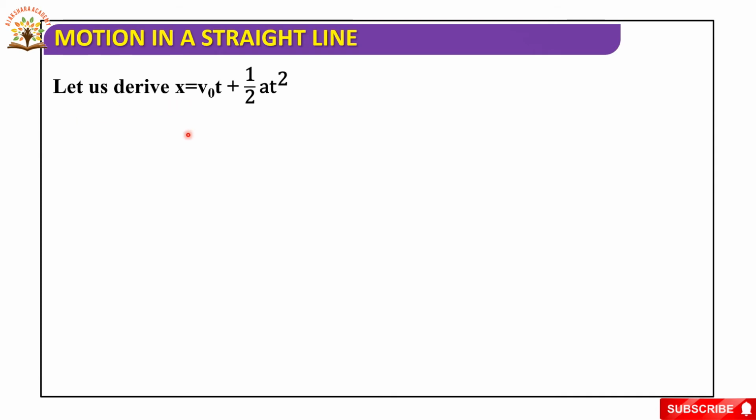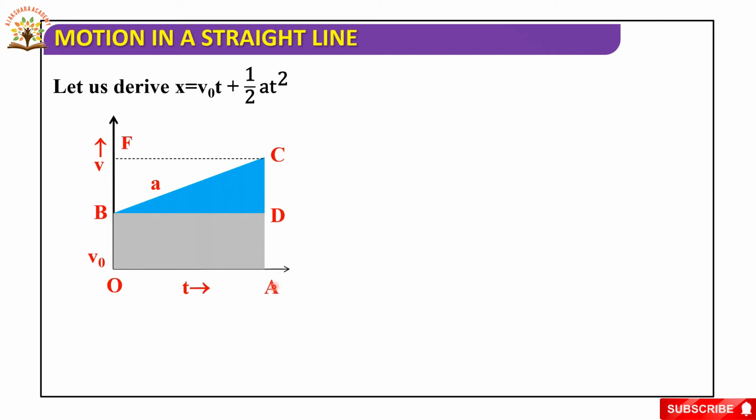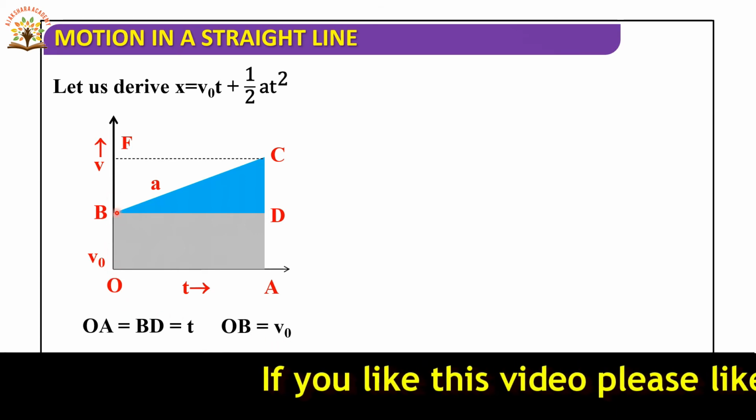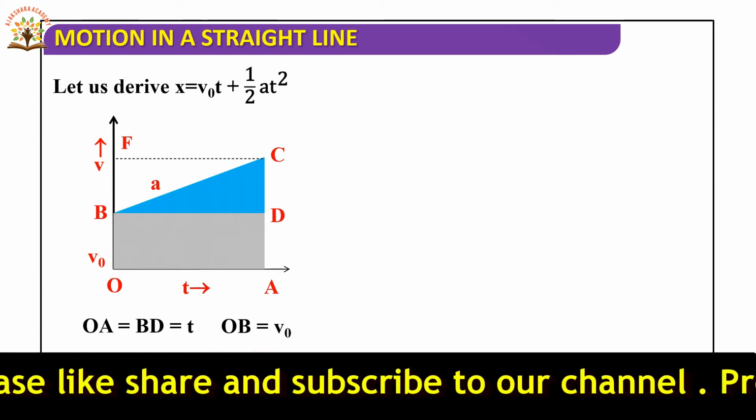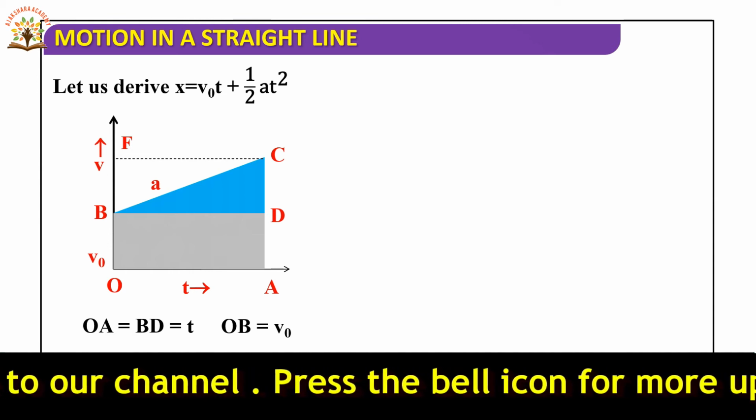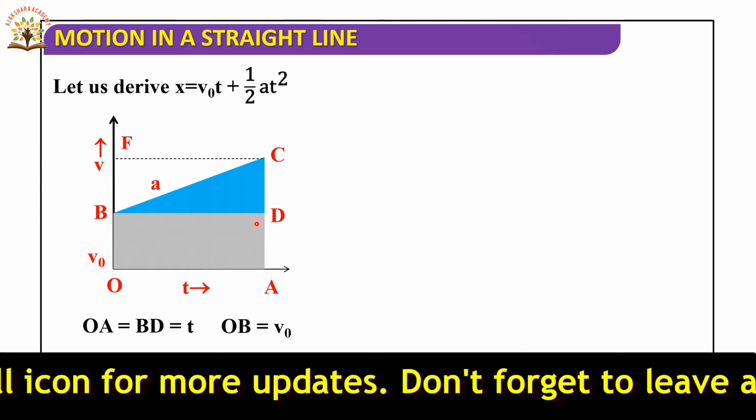Let us derive x is equal to v naught t plus half a t square. From this graph, OA is equal to BD is equal to t, and OB is equal to v naught, the initial velocity. And next, CD is equal to BF.